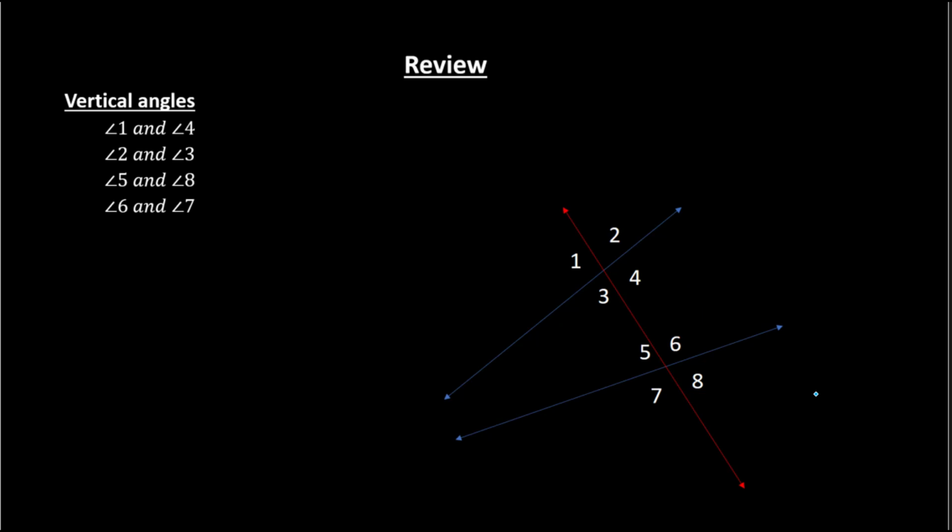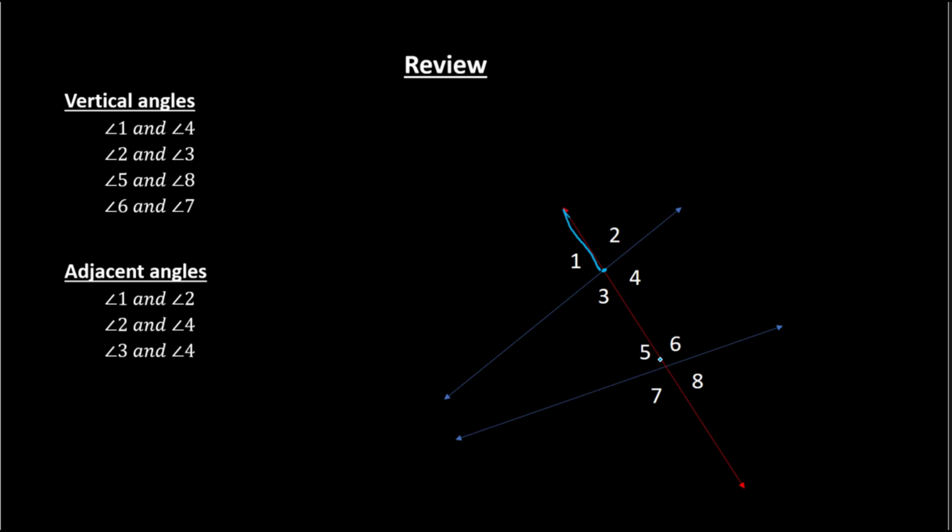And then remember that adjacent angles means angles that are next to each other, and more specifically, they're sharing a vertex and a side. So for example, angles 1 and 2 would be adjacent because they're sharing this vertex right here, and they're sharing this side right here. So that would be adjacent. Angle 2 and 4 are adjacent for the same reasons. And then 3 and 4 are adjacent, and 1 and 3 are adjacent.